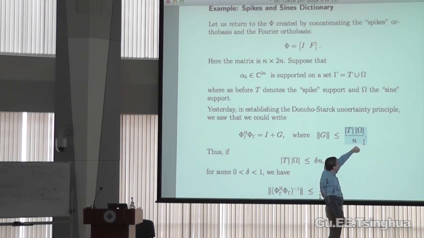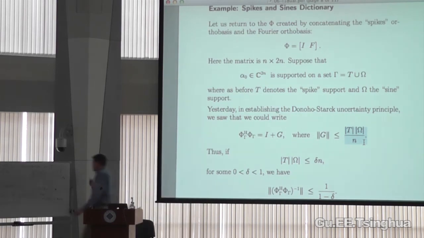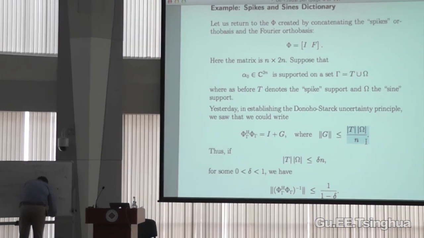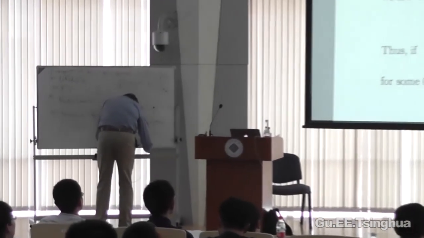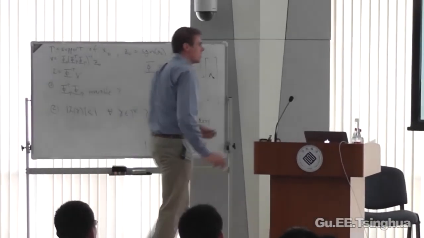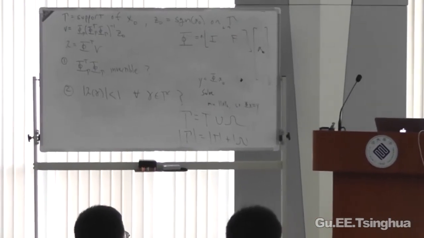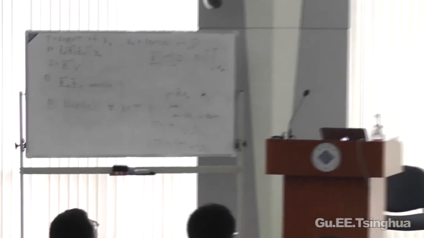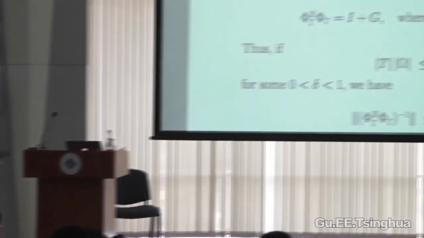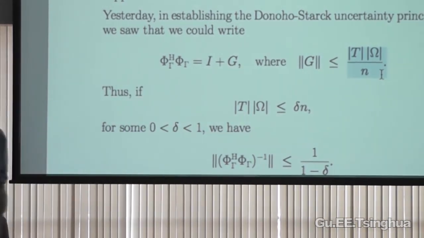So for us, I should write this down, our gamma is the union of these two sets. It is T union omega. And then, of course, since they're disjoint, the size of this is T plus omega. Right, we also had this condition. So we can write this condition two ways: that the number of spikes times the number of sinusoids was less than n, or the number of spikes plus the number of sinusoids was less than 2 times the square root of n. Okay, so that's where we are.